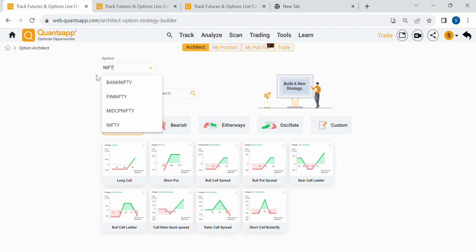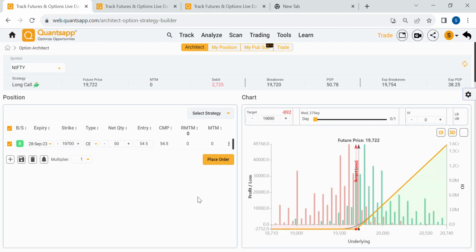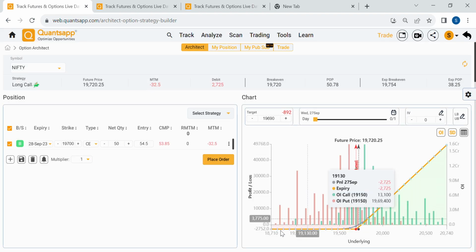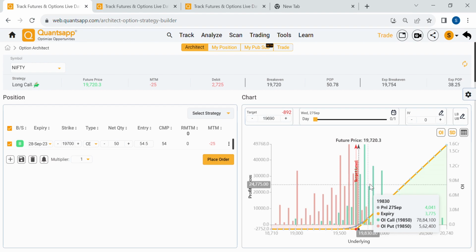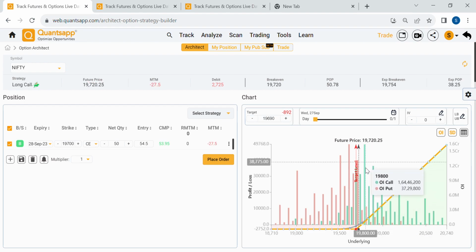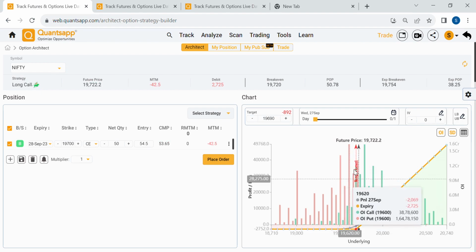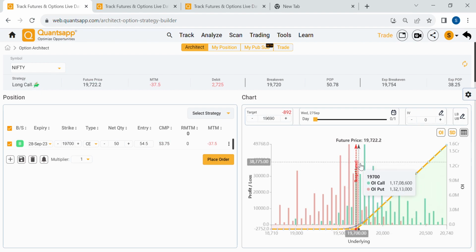First things first, select the desired instrument, let's say Nifty. Now, let's say I am bullish on Nifty, so a long call. Over here, we will get to see the payoff along with the options open interest as well. The green color bars are showing us call options open interest and the red color bars are showing us put options open interest. Now this line, the red line over here, is showing us the target.